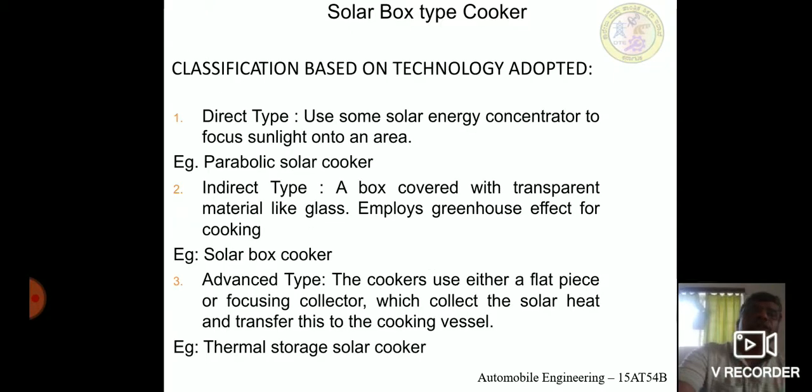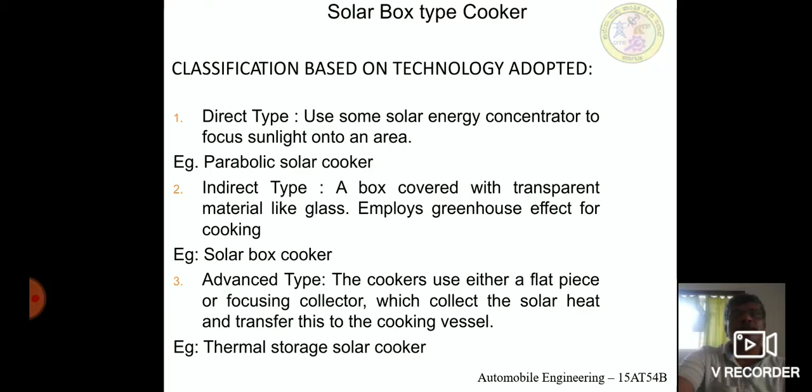Here we can see the classifications. There are different types of classification. In this slide, you can see the classification based on the technique used or technology adopted. The first one is the direct type. In the direct type, we use solar energy which is concentrated to a particular area directly on the container where we want to prepare the food. Directly onto the container it falls.